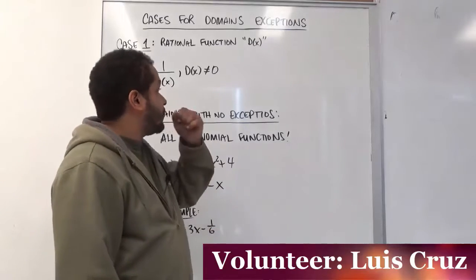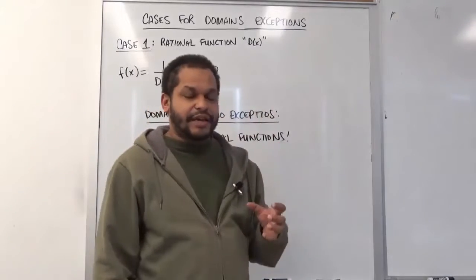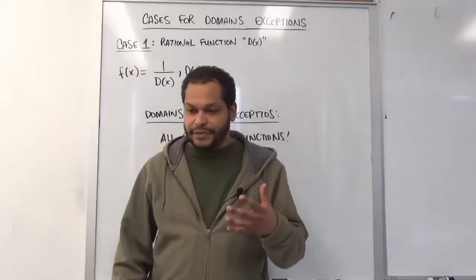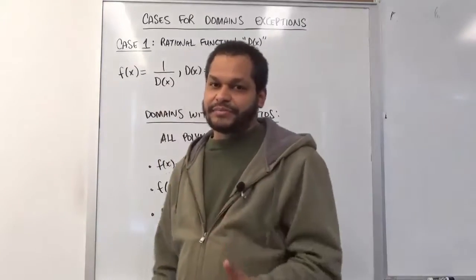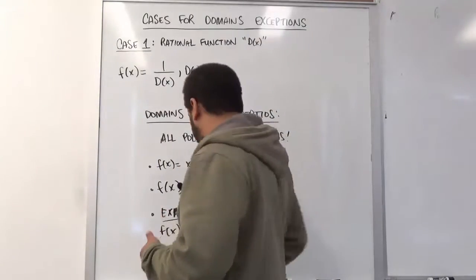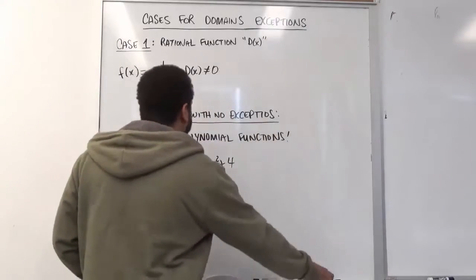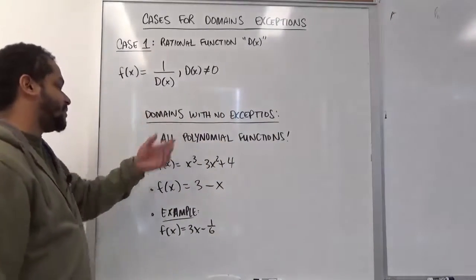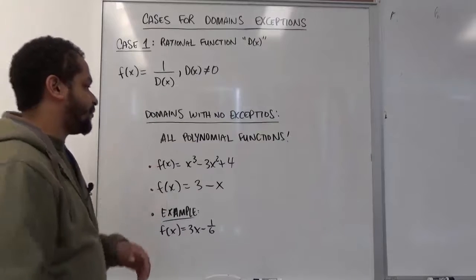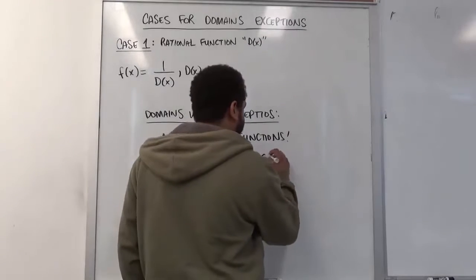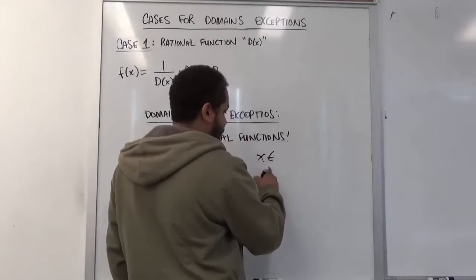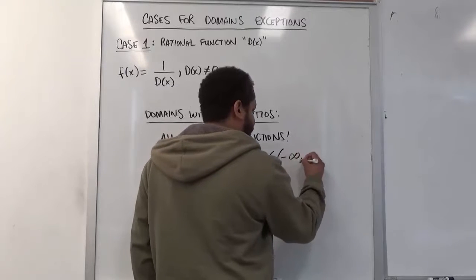In today's video, we're going to be exploring the cases of domain exceptions. Now, there are many times where you have domains with no exceptions, and one of the main domains that we know have no exceptions are polynomial functions. As we can see here, all polynomial functions have no domain exceptions. This means that all real values work for the domain, which in interval notation would be negative infinity to infinity.